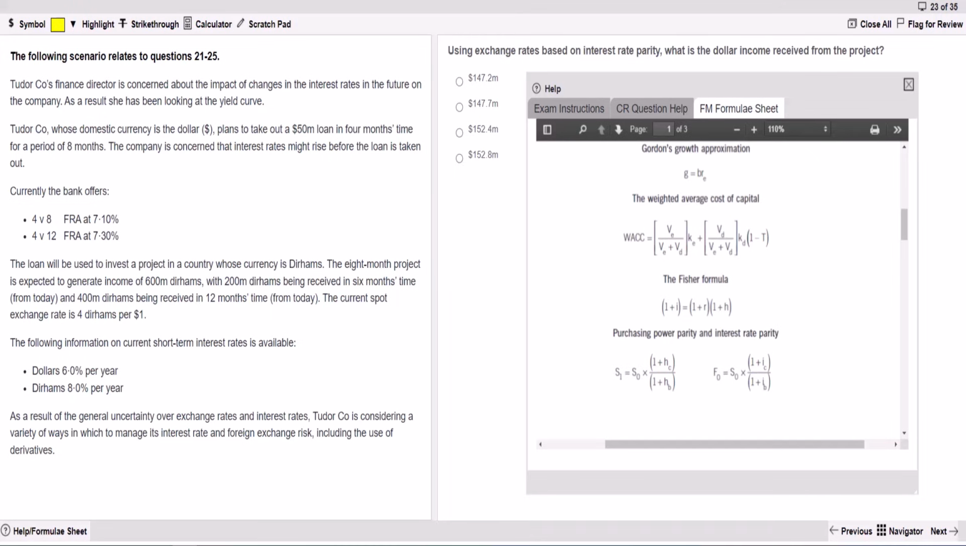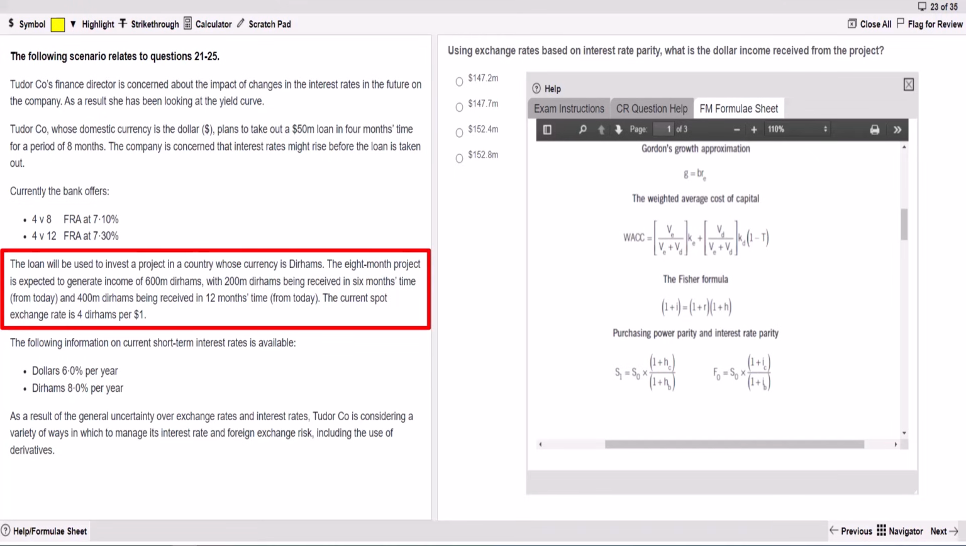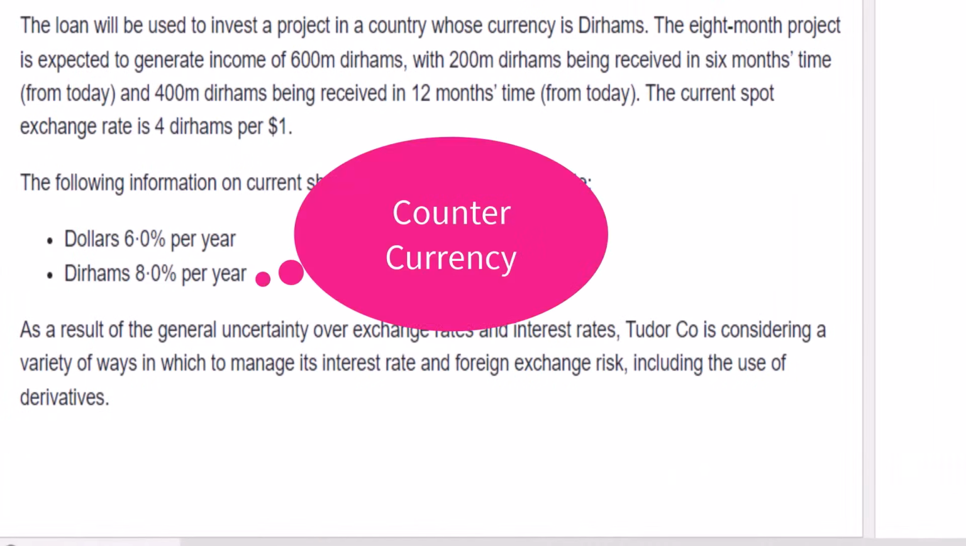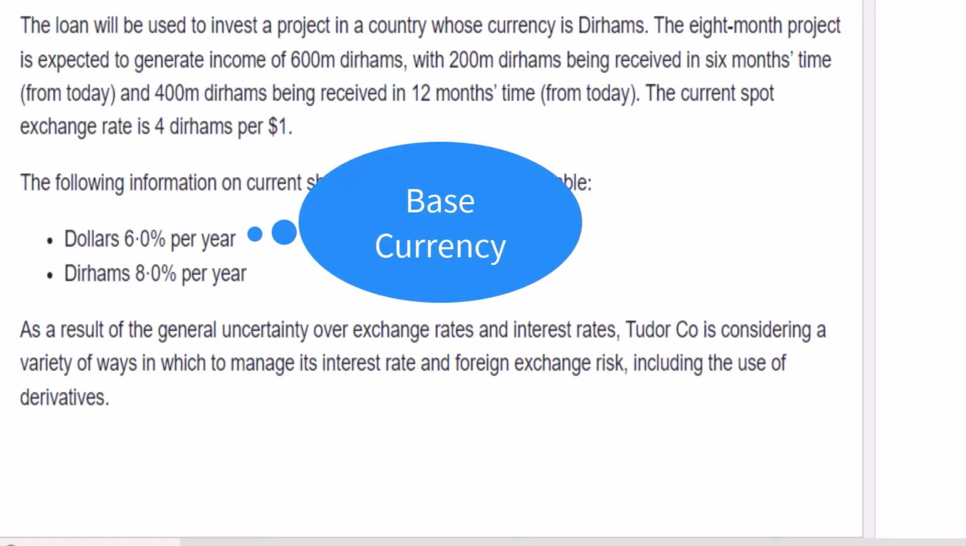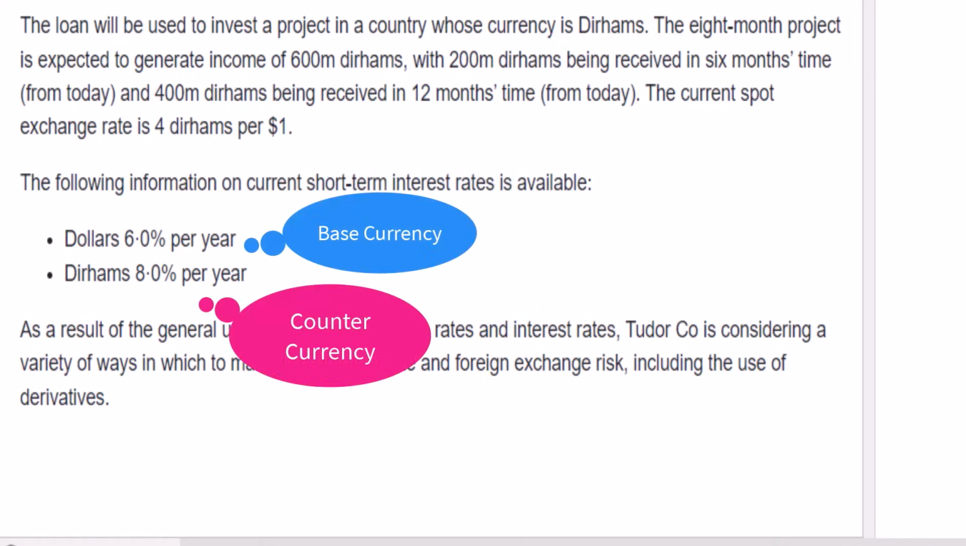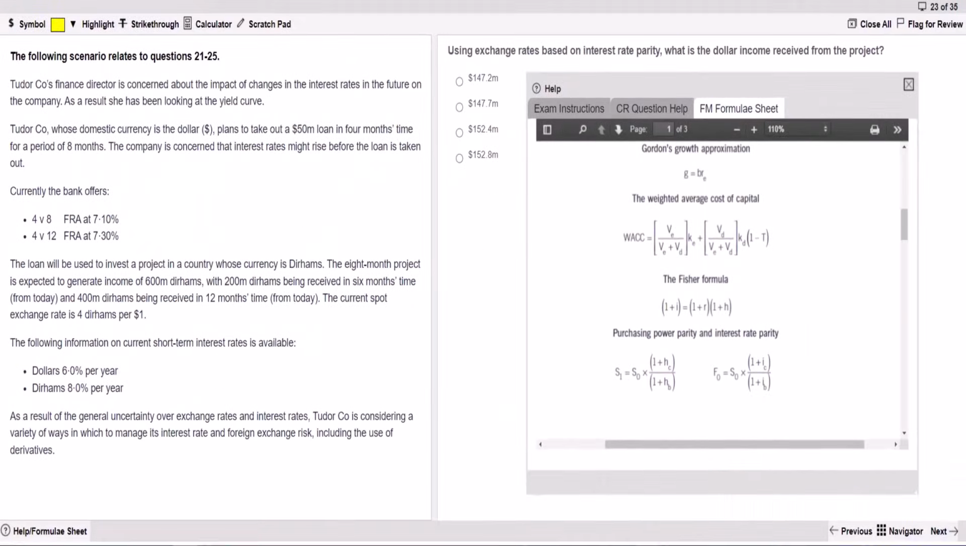Now we need a 6-month rate and a 12-month rate. If you read the scenario again, they're going to be receiving 200 dirhams in 6 months' time from today and 400 dirhams in 12 months' time from today. And the current spot rate is 4 dirhams to the dollar. So dirhams is the counter currency and the dollar is the base currency. We've then been given those short-term interest rates per year, dollars and dirhams. We're now ready to calculate those forward rates to be able to convert the dirhams into dollars, add them together and see what the income is from the project.